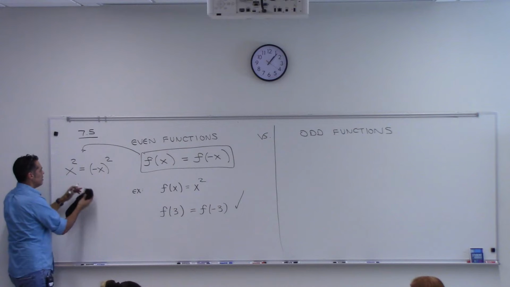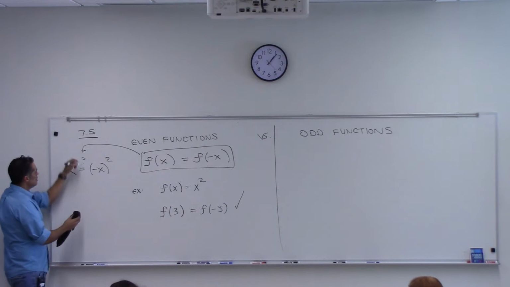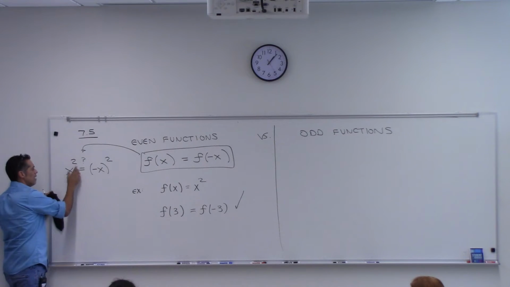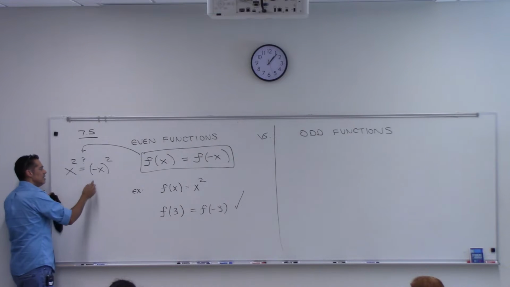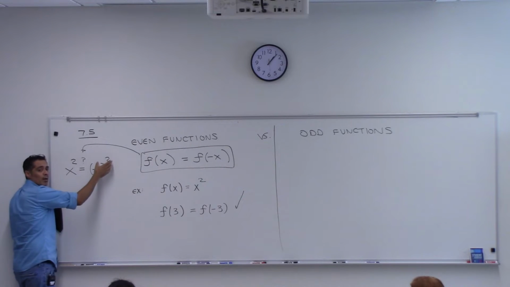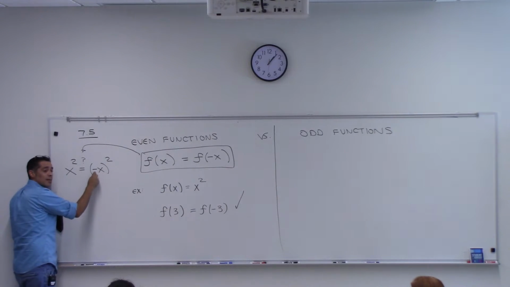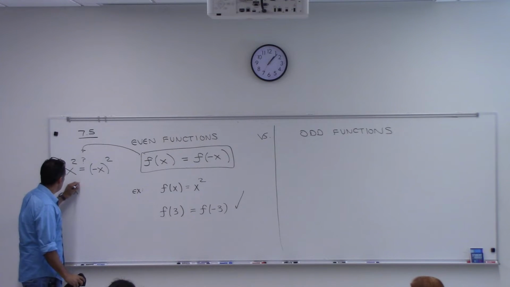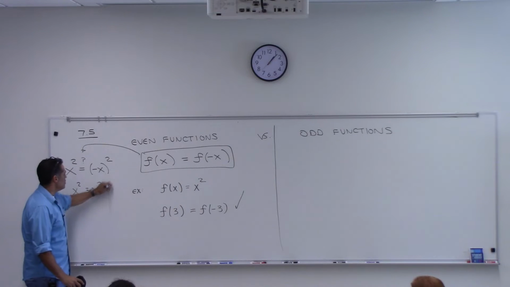Are these two equal to one another or not? So if you take some number and square it, do you get the same thing as if you take that negative and square it? Yes, because if you square this, the negative times negative is positive. So yes, this indeed turns out to be x squared is x squared, which is true.